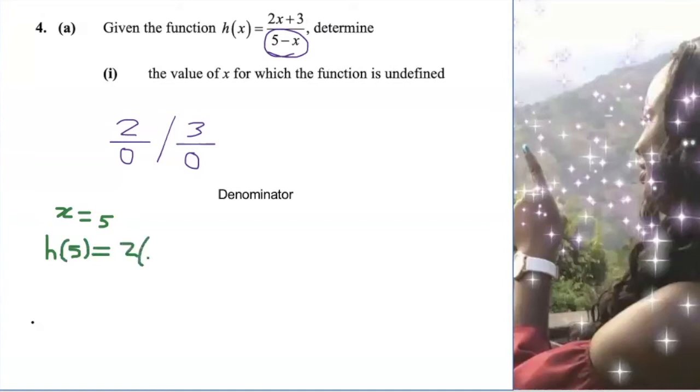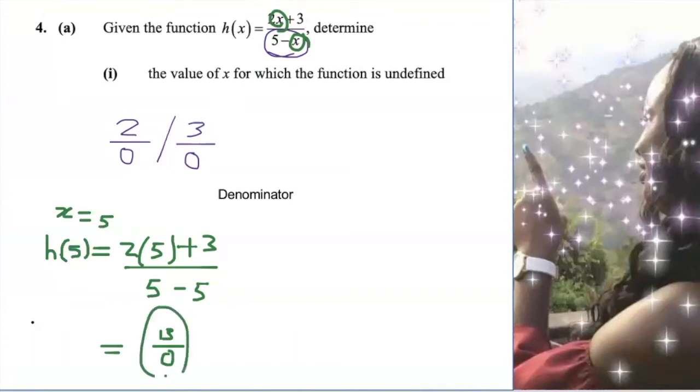So I have 2 times 5 plus 3 over 5 minus 5. All I did was replace x to be 5 in the two positions. Calculating, 2 fives are 10 plus 3, that's 13, over 0 because 5 minus 5 is 0. So having this, it tells me that it's undefined. It's not possible to work this out.